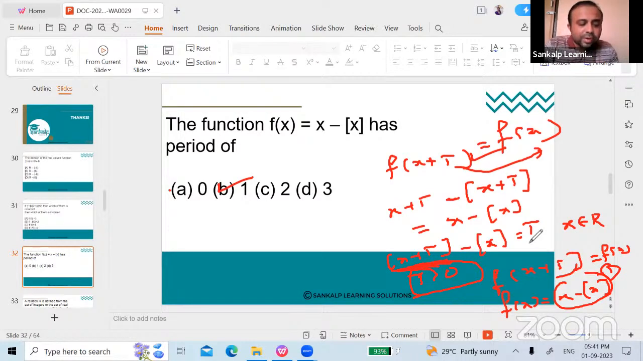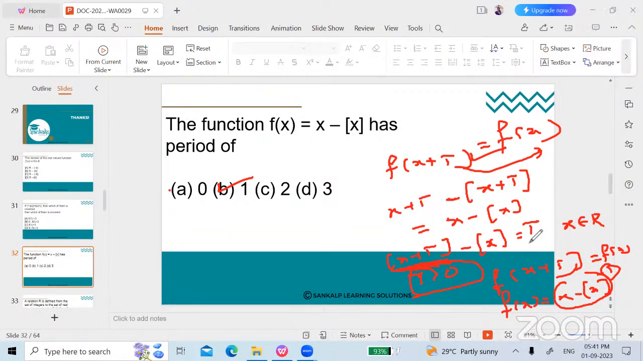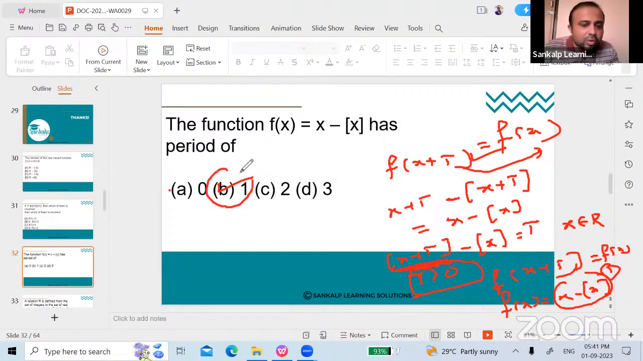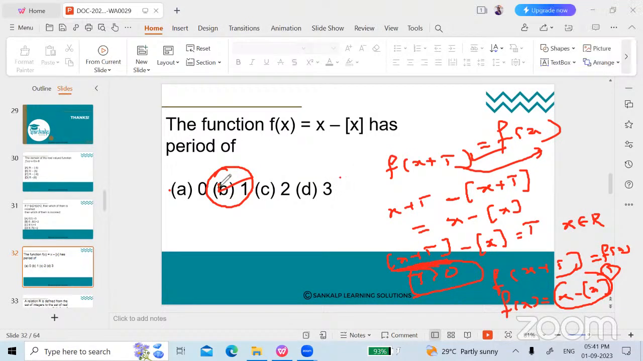It is the smallest value of t satisfying f of x. So the smallest value of t, starting with real numbers, is 1. 2 and 3 are also right, but what we want is the smallest value. When t starts, the first value after 0 is 1 only. So I have chosen B as the answer.